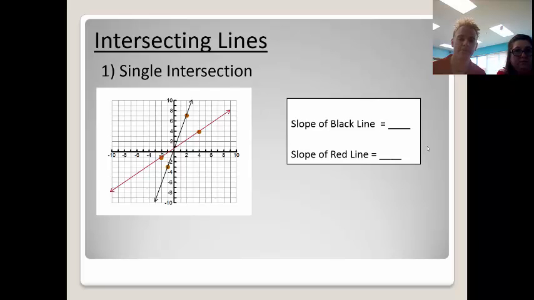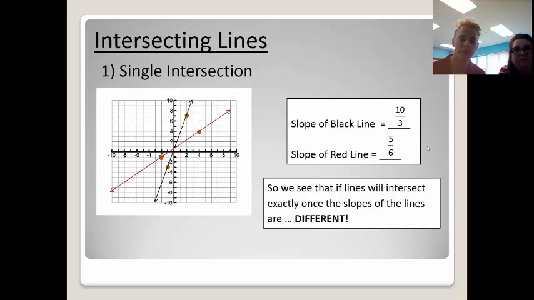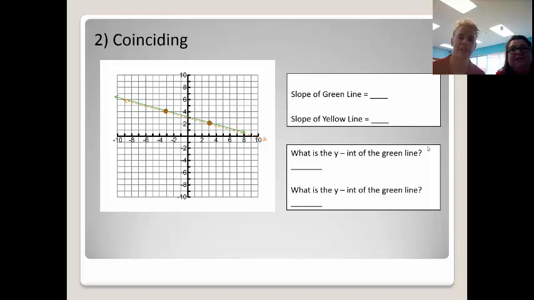Okay, what'd you get? Hopefully you found that the slope of the black line was 10 over 3 and the slope of the red line was 5 over 6. And what do we notice about those two slopes? We see that the lines will intersect exactly once if the slopes of the lines are different. So let's talk about our second relationship for intersecting lines, and that's coinciding.